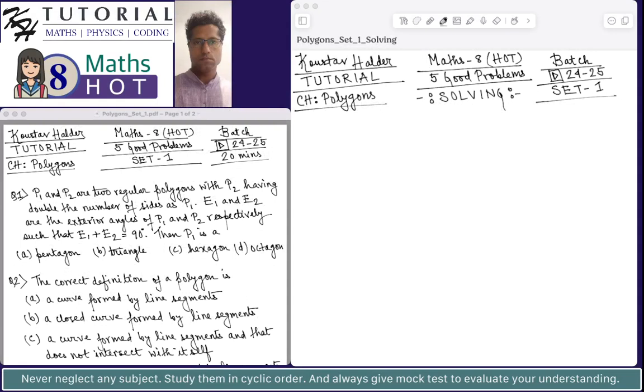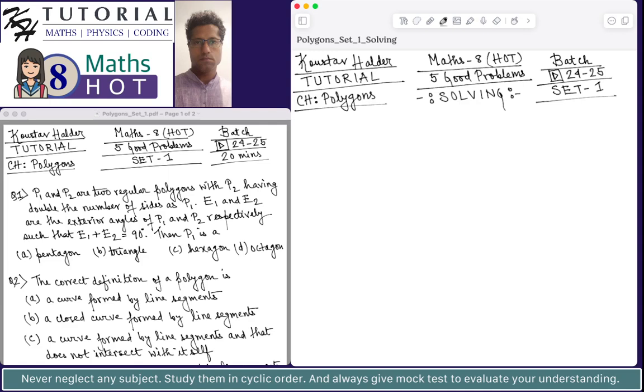Okay, so I have the problems, 5 good problems of set 1 on the left hand side. On the right hand side, I will solve the problem. I hope the fonts of the problems are big enough so that you can see them properly. The link of the PDF version of these 5 problems will also be there in the description below. After solving a problem, I will pause for a few seconds so that you can take a screenshot of the solution if you think it will help you. So let's get started in solving the problems.